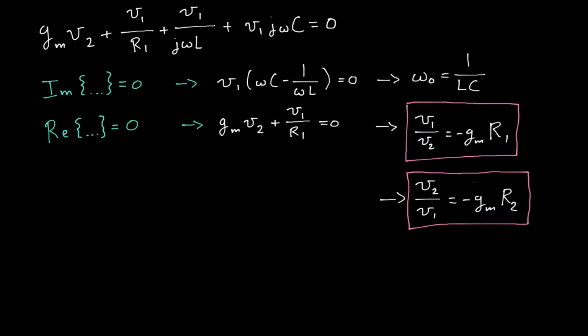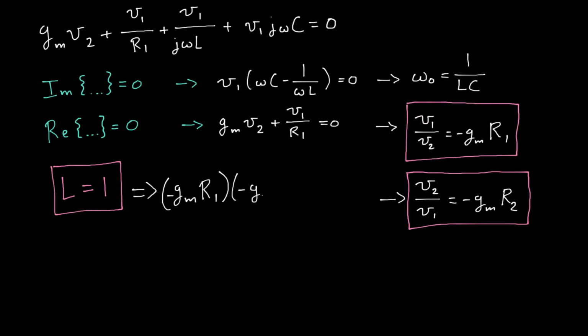So if we multiply these two gains, that gives us our open loop gain that we can use for the Barkhausen criterion. For the Barkhausen criterion to be true and oscillations to be sustained, the closed loop gain should be 1. So, in other words, the multiplication of these two factors, V1 over V2 and V2 over V1, should be 1. And we can now rewrite this to get gm squared is 1 over R1·R2. And that is the final answer.